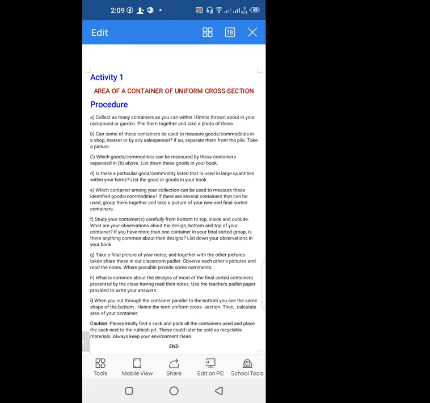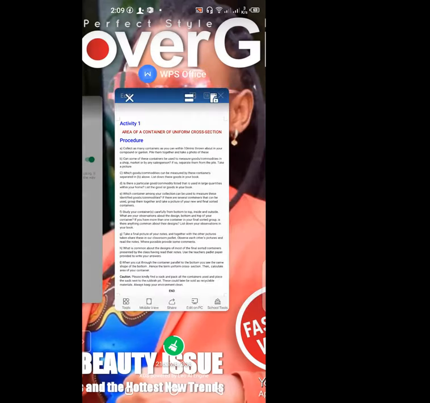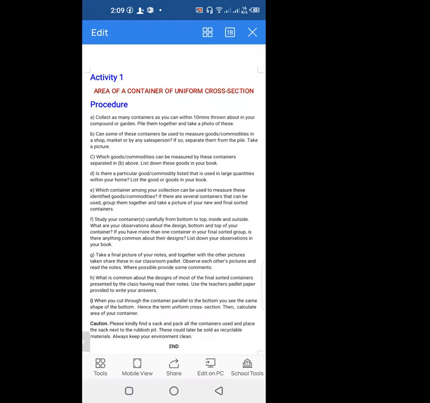Somebody read for us the Roman A for part A. Collect as many containers as you can within 10 minutes, thrown about in your compound or garden. Pile them together and check. Let me intervene here. Are you seeing it? Repeat for us, please. Collect as many containers as you can within 10 minutes thrown about in your compound or garden. Pile them together and take a photo of this.